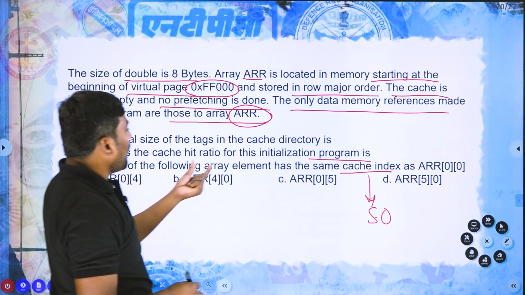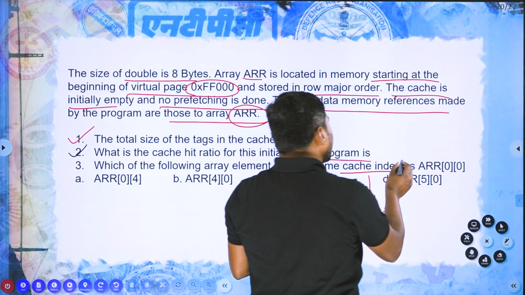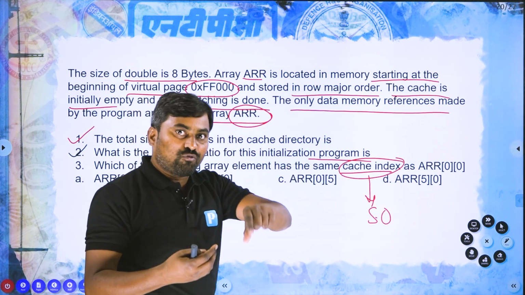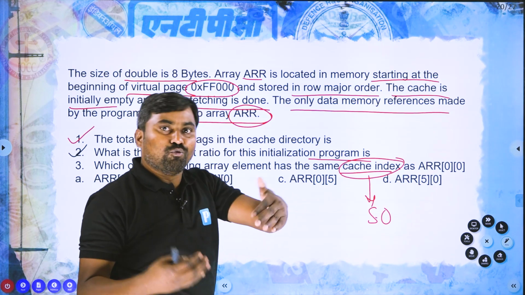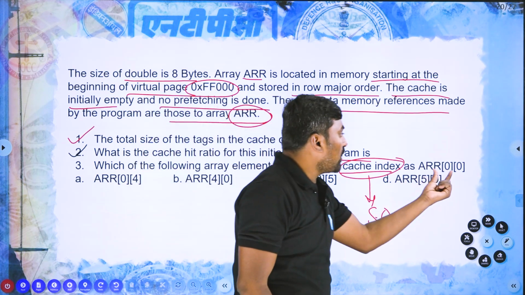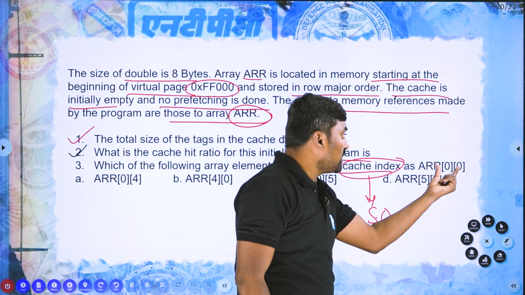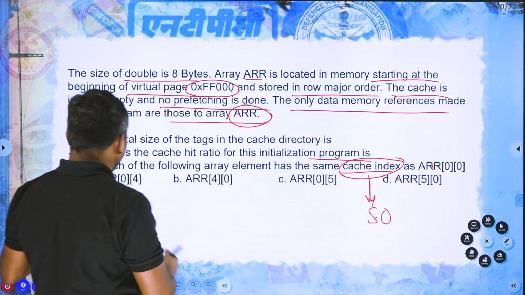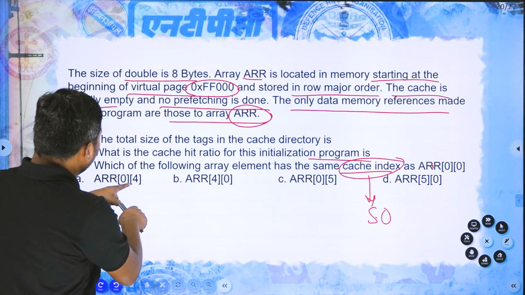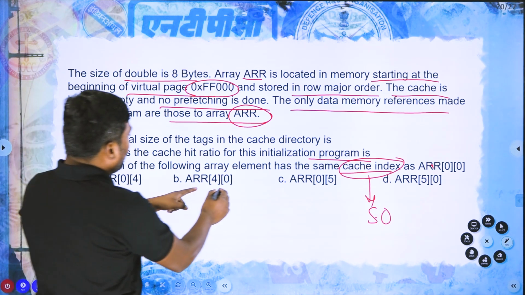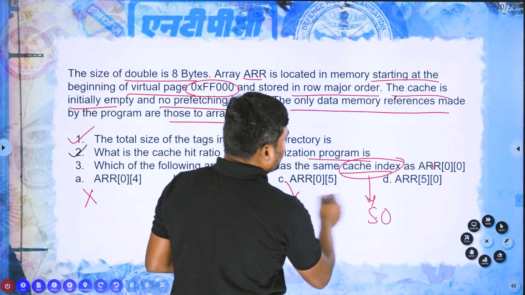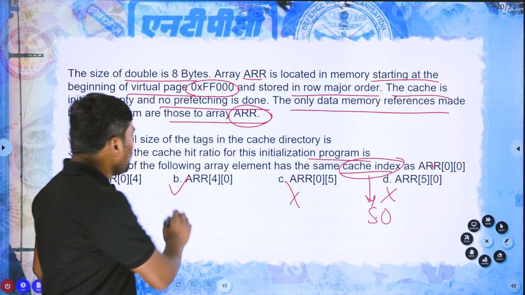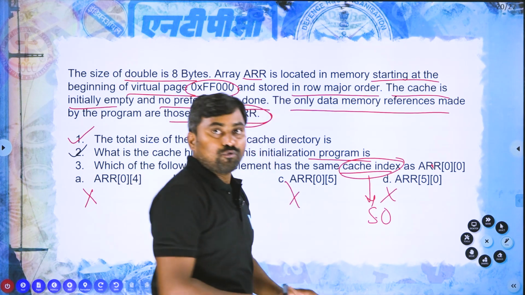Which of the following array elements has the same cache index? Cache index means set number. Because in one set there are 2 blocks, right? We cannot remove, we can place. Array of A of 0, 0: same. So what is the index for ARR of 0, 0? Set number 0 only. Which of the following do we have? ARR of 0, 4? No. ARR of 4, 0? Yes. This is not possible. Getting my point? ARR of 4 0 will have the same index as this one, that you should understand.